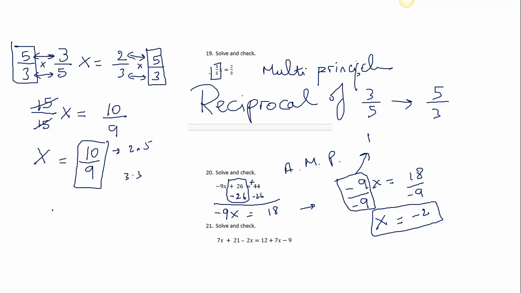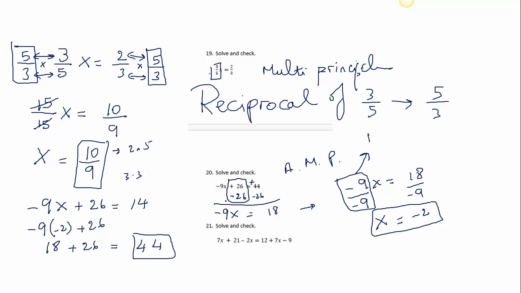Let's check. We have negative 9x plus 26 equals 44. Replace x by negative 2. So negative 9 times negative 2 plus 26. This is 18 plus 26, and that's 44. So we got the same answer, so that should be 44. So 44 here and 44 here, we got the same answer. So x equals -2 is the solution.